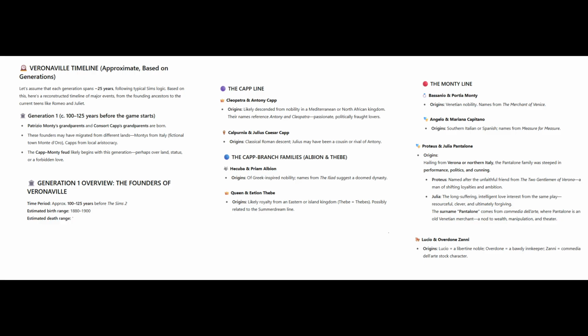Proteus and Julia Pantalone, they gave me a decent amount: they are most likely from Verona, makes sense, Veronaville, or northern Italy, and their family was steeped in performance, politics, and cunning. Proteus' name is after the unfaithful friend from Two Gentlemen of Verona, and Julia is the long-suffering, intelligent love interest from that same play. The surname Pantalone comes from Commedia dell'arte, where Pantalone is an old Venetian merchant, a nod to wealth, manipulation, and theater.